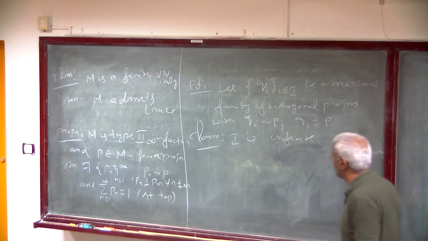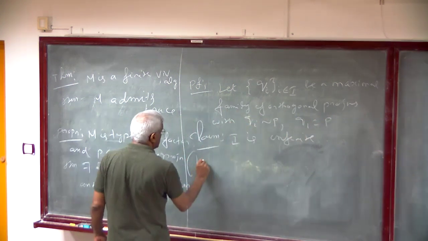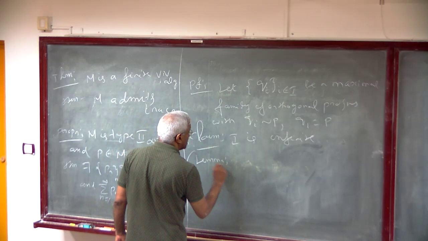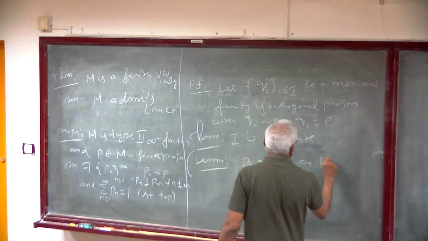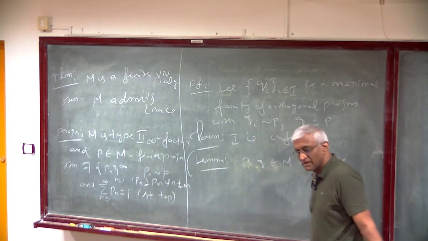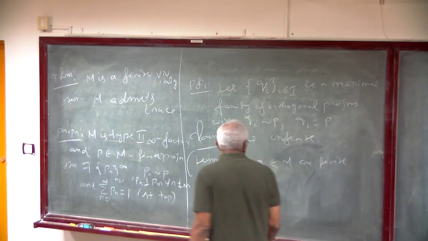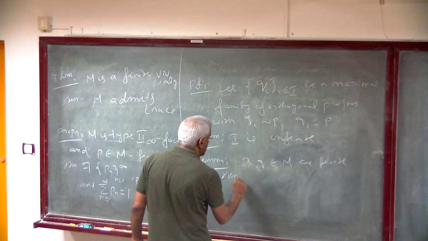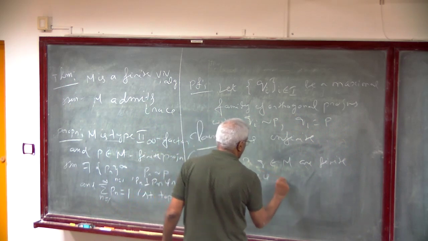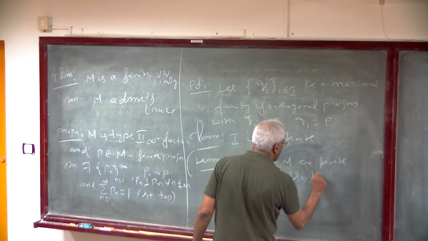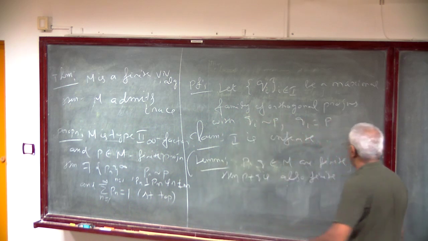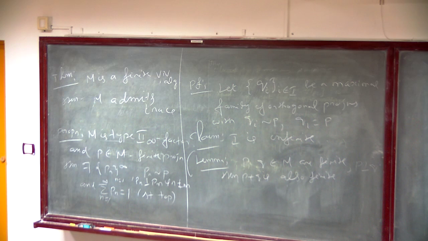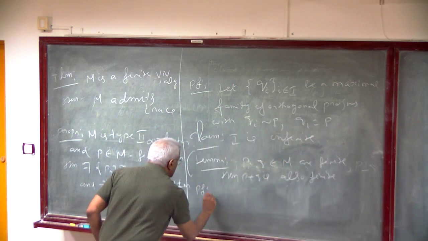For that I need the following lemma, which I should have proved before. The lemma is, if P, Q in M are finite, this is for any von Neumann algebra, and P is orthogonal to Q, then P plus Q is also finite. And the proof is simple.